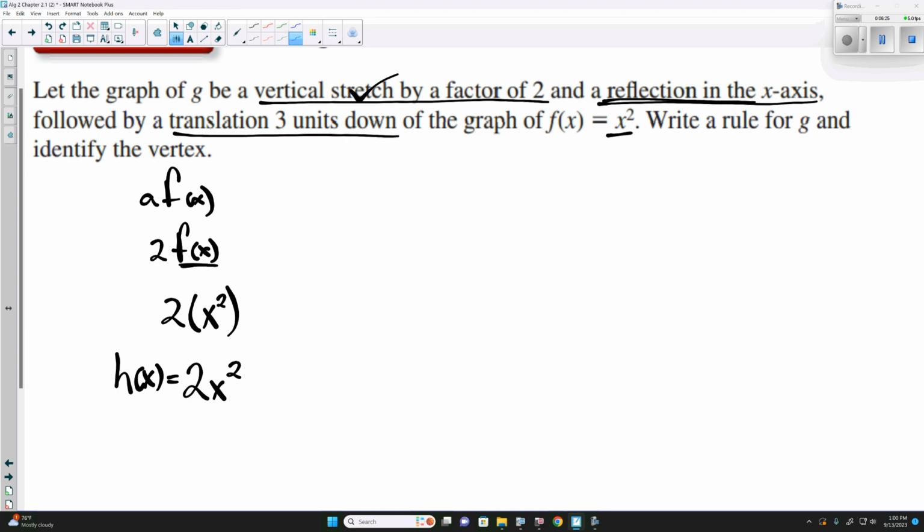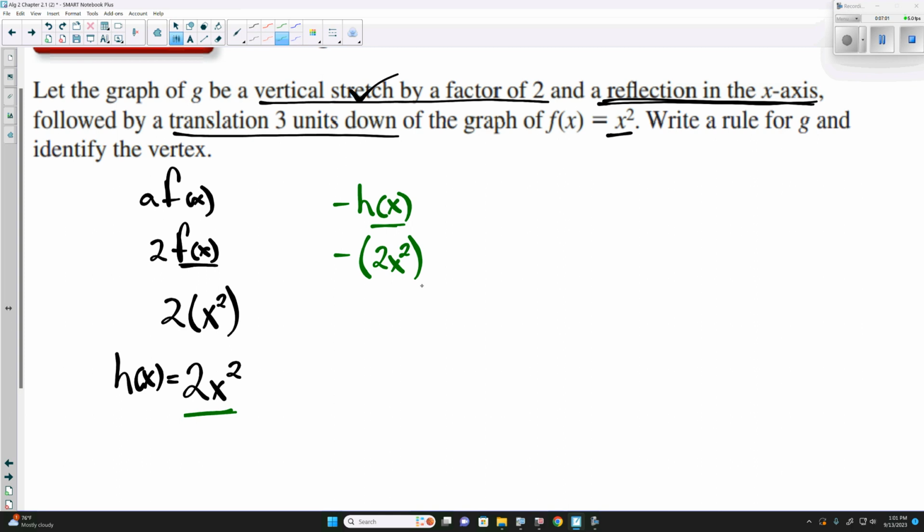Now the next one was a reflection in the x-axis. So this is our negative f(x), but we're not talking about the function f(x) anymore. We're talking about h(x). So we're saying negative h(x). Well, it's still just h(x). I didn't change anything inside those parentheses. It's still just an x. So that means I'm replacing h(x) with its expression, so we'll have negative parentheses 2x^2.